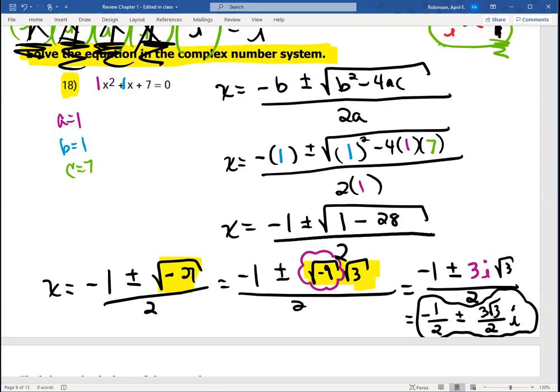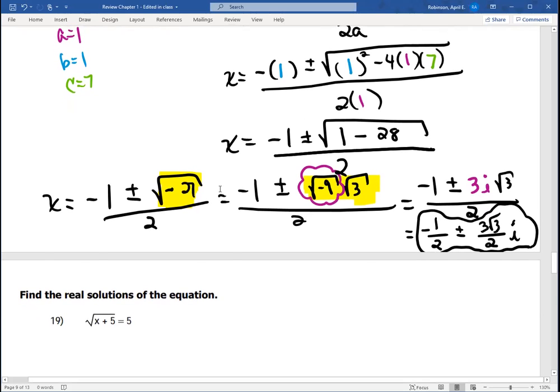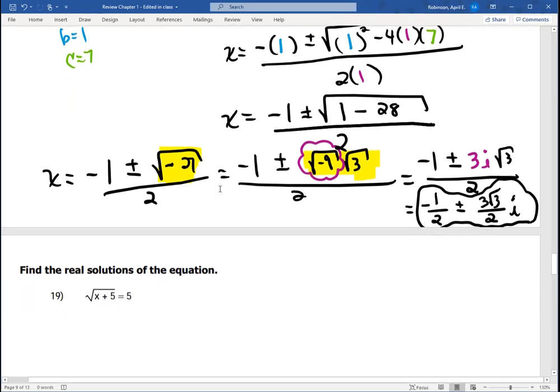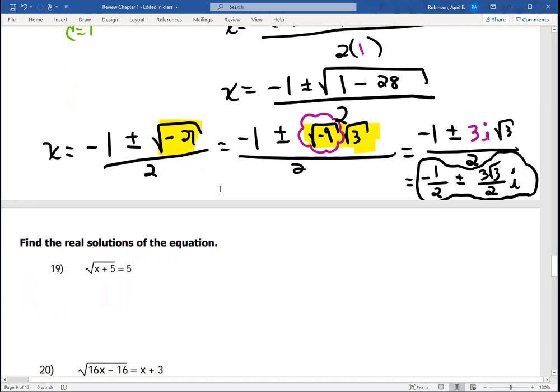Well, that was fun. Quadratic formula. Okay, and then when I get to number 19, this is an equation, so we're solving for x, but it has a square root in it, so I have to get rid of the square root.